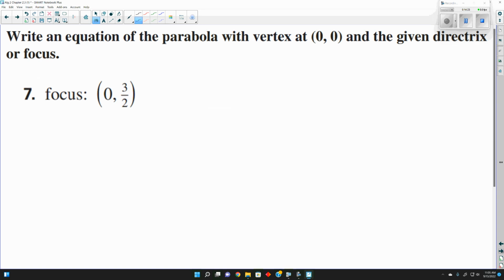I believe this one here is the last one that we're looking at. Now, up to this point, we've dealt with some fractions that weren't too bad. And 3/2 is not bad either, because the general form that we have here is our 0 comma p, because we have 0 comma our p value. And looking at the two general forms, the equation we're going to use with this is our y is equal to 1 over 4p times x squared.